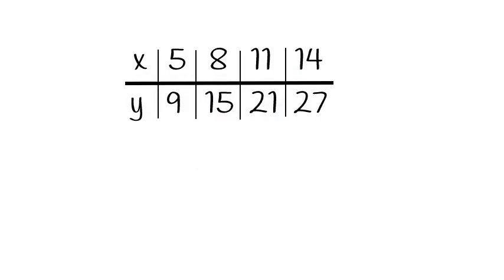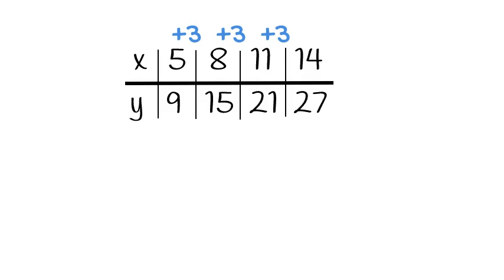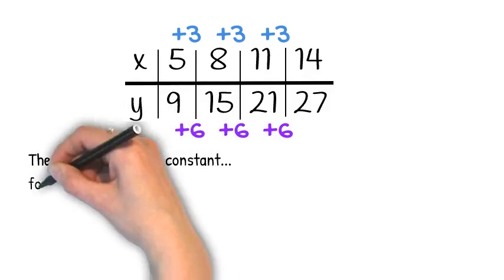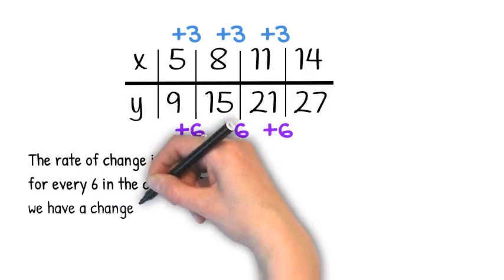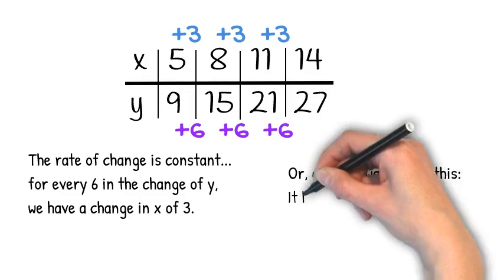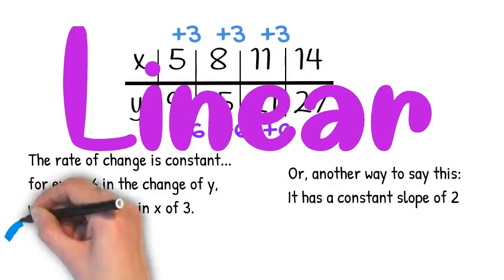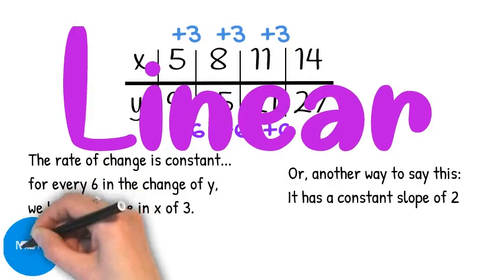So here, if I have a table and I'm going to just put in some x and y values, I will find the change in x, which in this case is just 3 for every change in x, and then the change in y, which in this case, they're all 6. And so the rate of change is constant. For every 6 in the change of y, we have a change in x of 3. Another way to say this is that it has a constant slope of 2. And since it's got a constant slope, we know that it is a linear function.